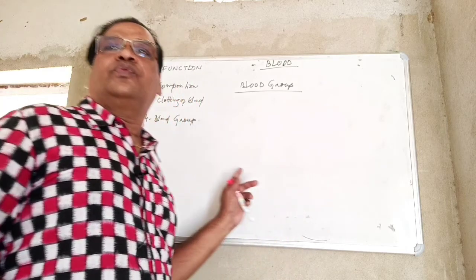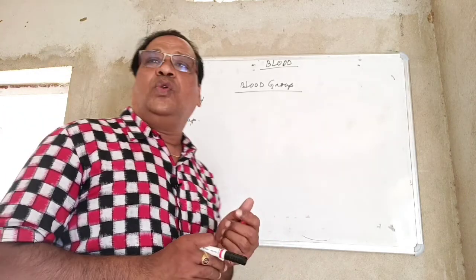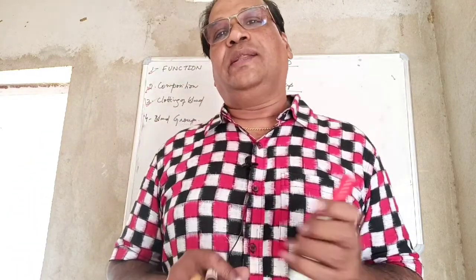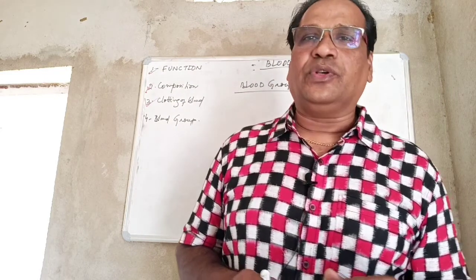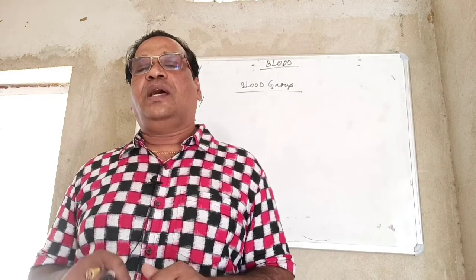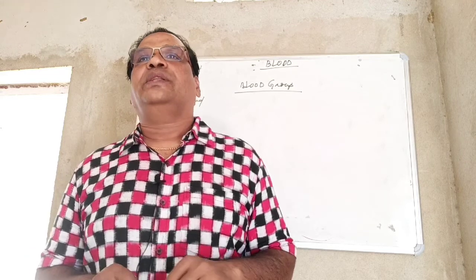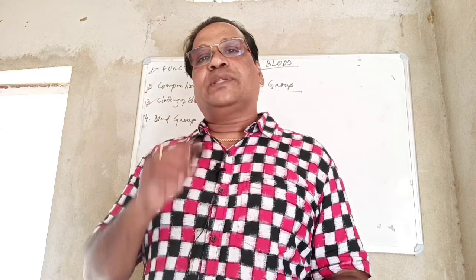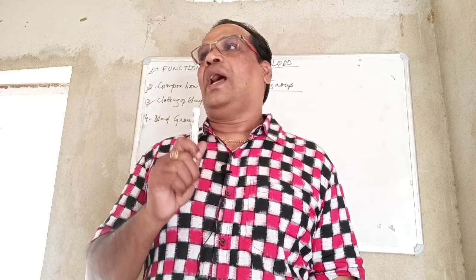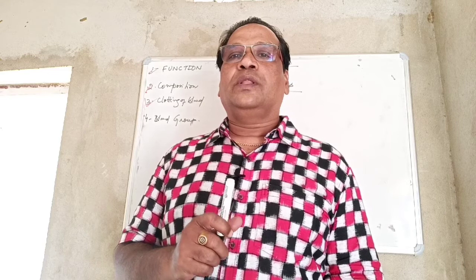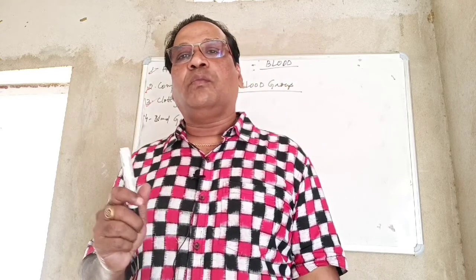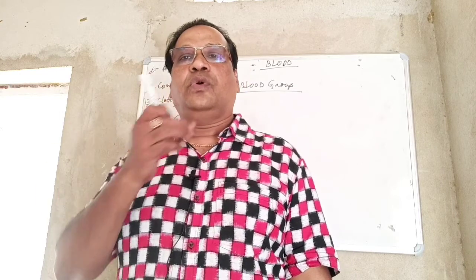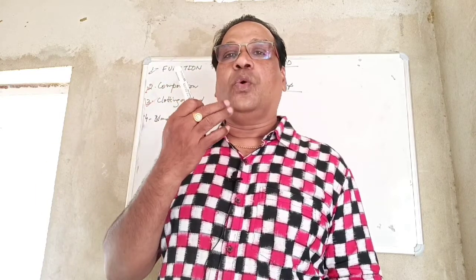So next is blood group. Red blood cells (RBCs) contain proteins called antigens, and there is another type of protein called antibodies. Based on these antibodies and antigens, blood is grouped. The blood group differs from person to person: A, B, O.